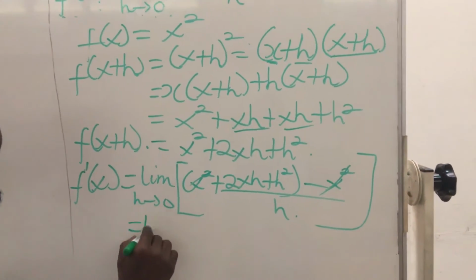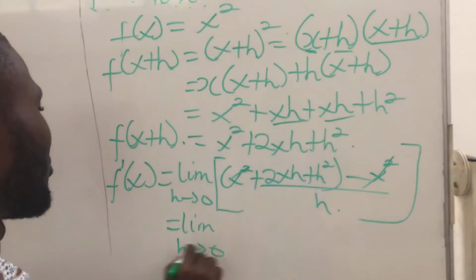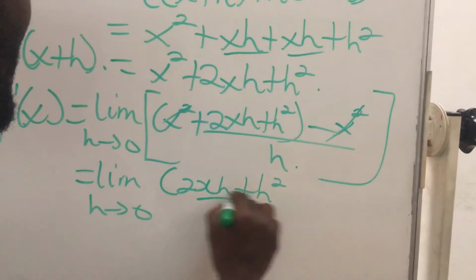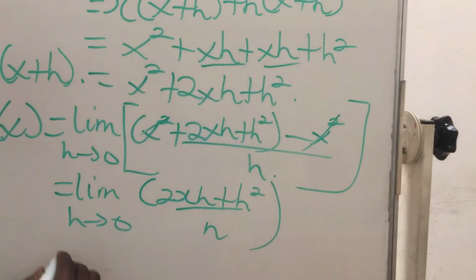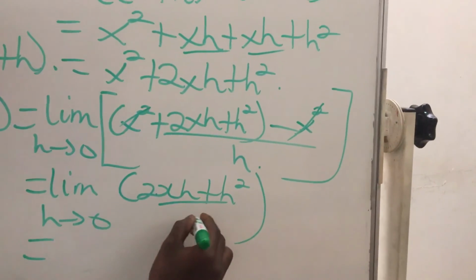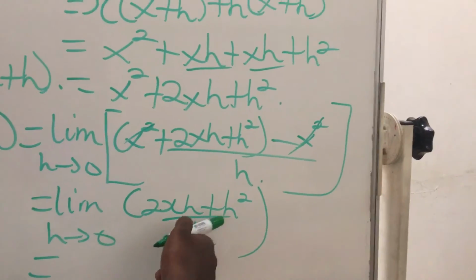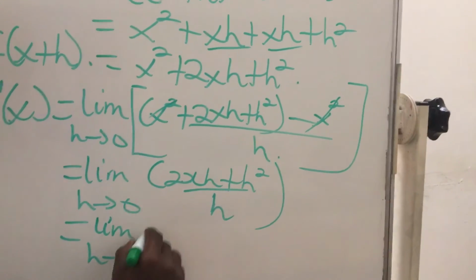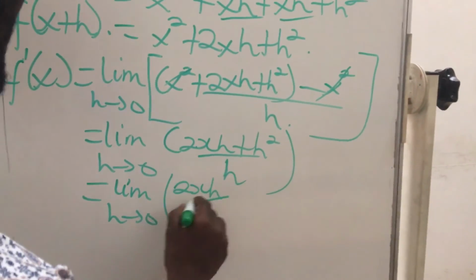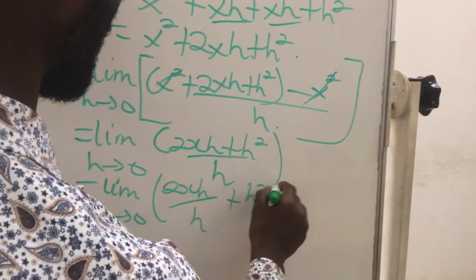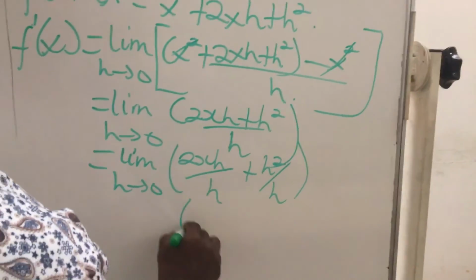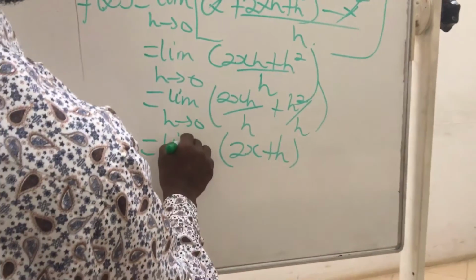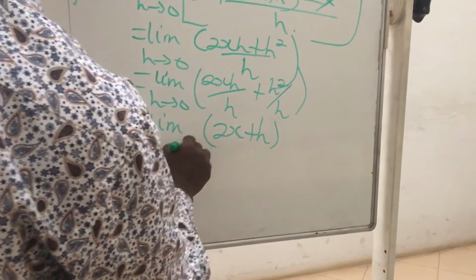So we are left with the limit as h approaches 0 of 2xh plus h squared all over h. When we separate this quotient, we will have 2xh divided by h plus h squared divided by h, which gives us 2x plus h as the limit of the function while h approaches 0.